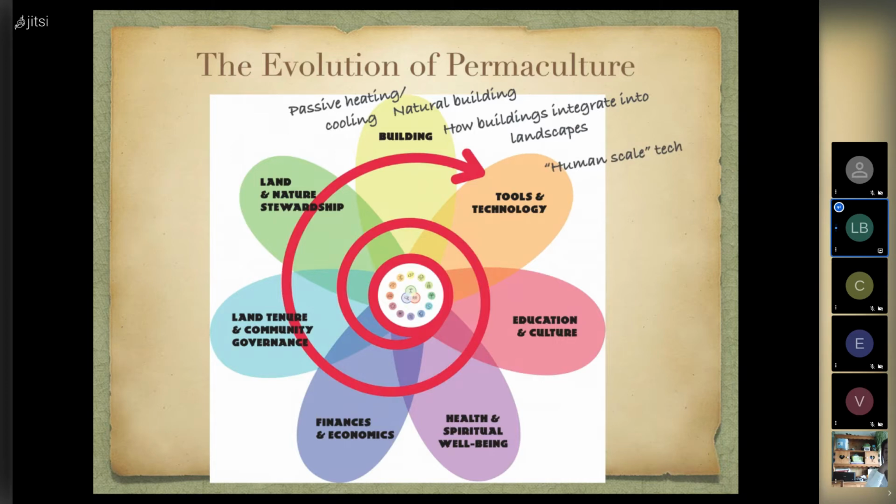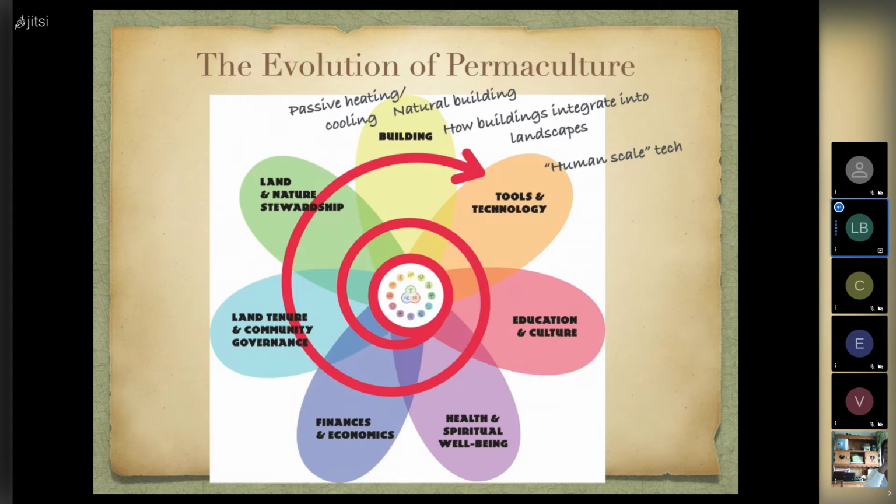The next petal of the permaculture flower is tools and technology. So there's quite a strong movement within permaculture to look at human scale technology. So rather than these big giant machines, look at still technology, but things that can be used by a single person that don't require massive amounts of energy.